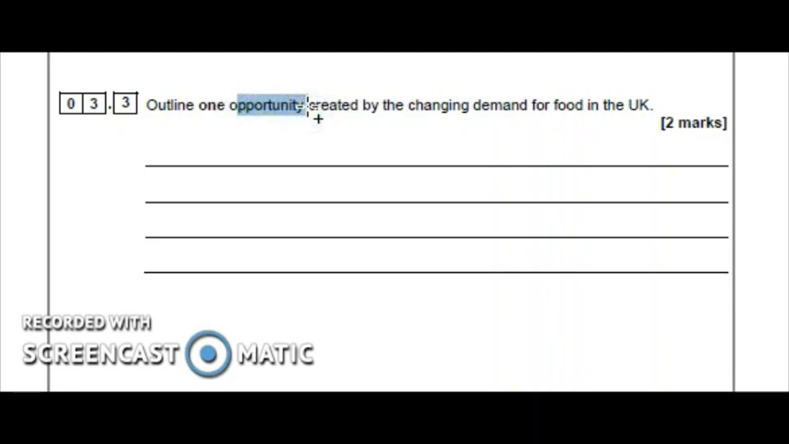Or finally, there's been a lot of concerns over the use of chemicals and pesticides on crops. So one opportunity could be for farmers of organic foods as well. As long as you develop just one of those points using phrases like "which means that", it should be full marks.